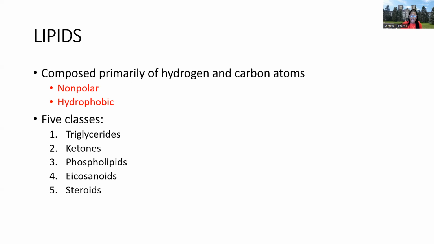The 5 classes of lipids are going to be triglycerides. We've also got ketones, phospholipids, which are really important for our membranes, our lipid membranes. And then we've got some more complex ones like eicosanoids and then steroids. All right, so we'll talk about those individually.